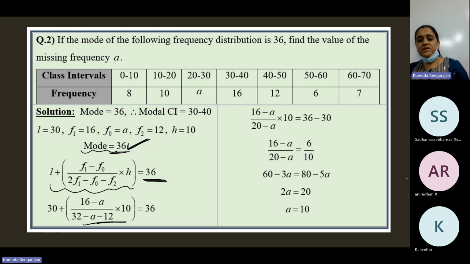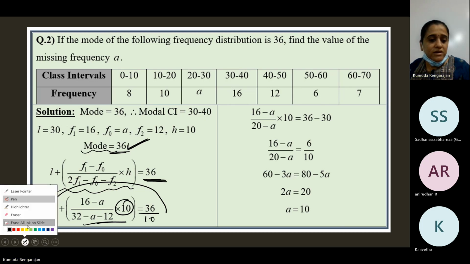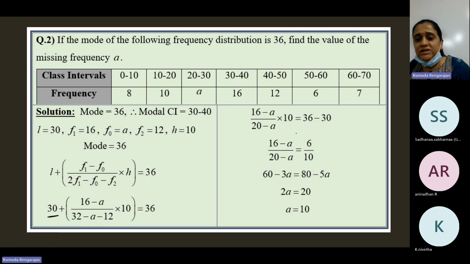Please start. And as always, this 30 will come to the other side as minus 30 first. And then this into 10 will become by 10. First, you bring this 30 to the other side. First, this plus 30 will become minus 30 on the other side. Then this into 10 will become by 10 here.